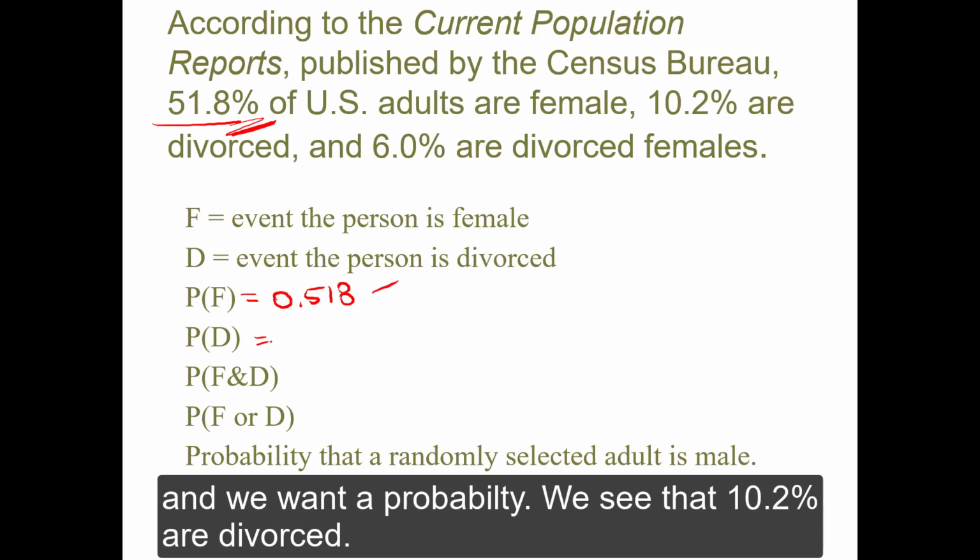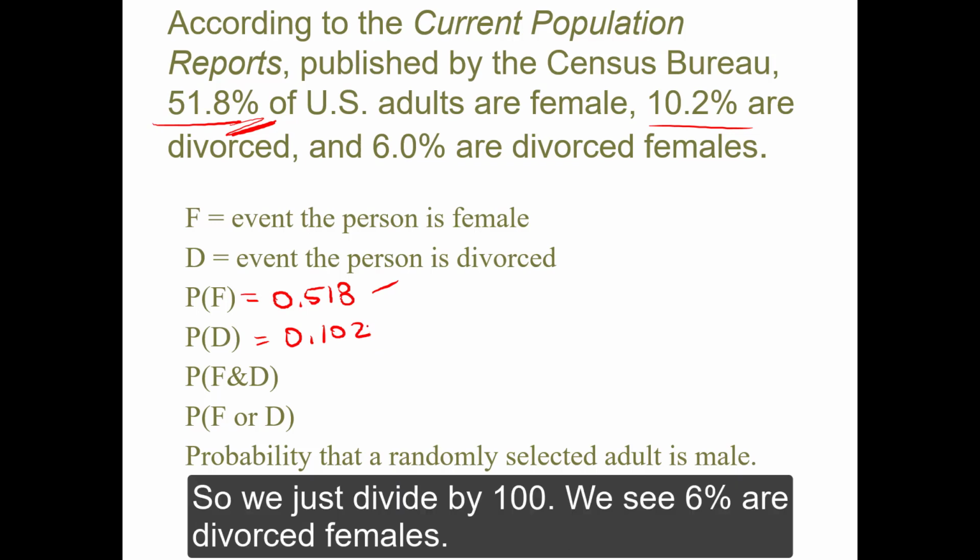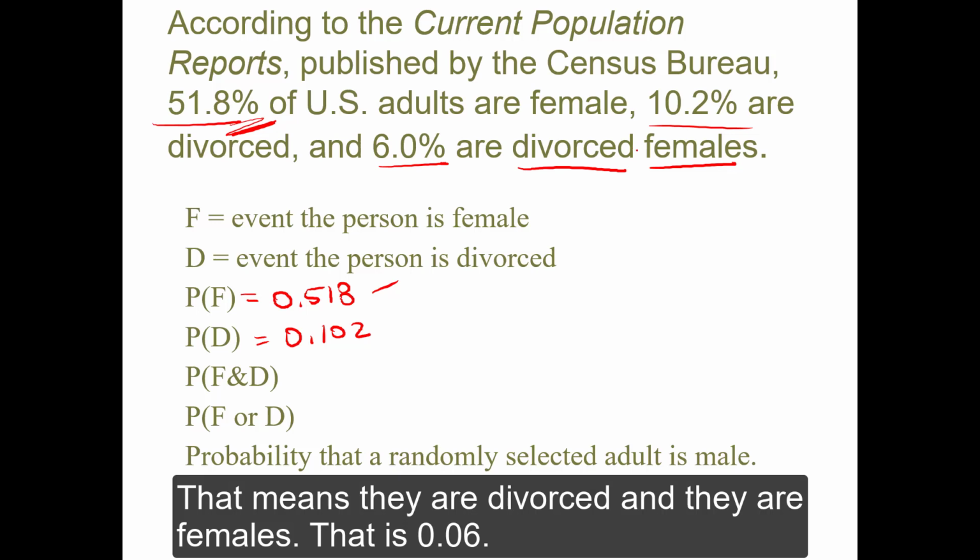This is the percent. We want the probability. All right, divorced. So we come up here. 10.2% are divorced. So that is 0.102. Remember, percent means per 100, so we just divide by 100. Female and divorced. And look here, 6% are divorced females. That means they are divorced and they're females. So that would be 0.06.